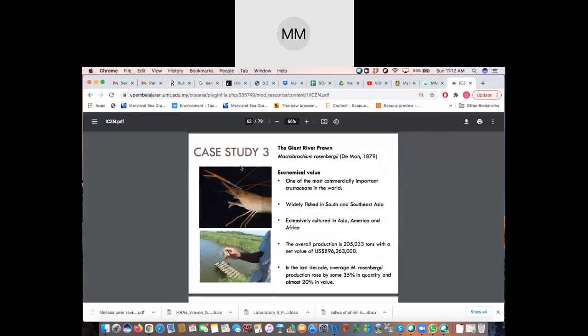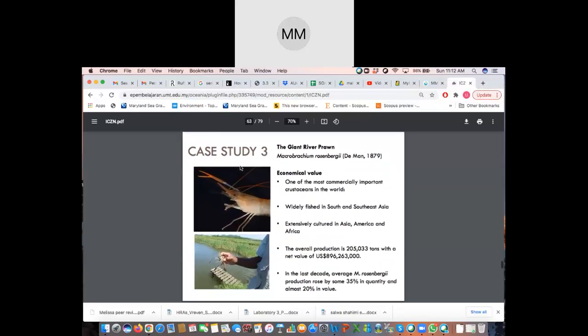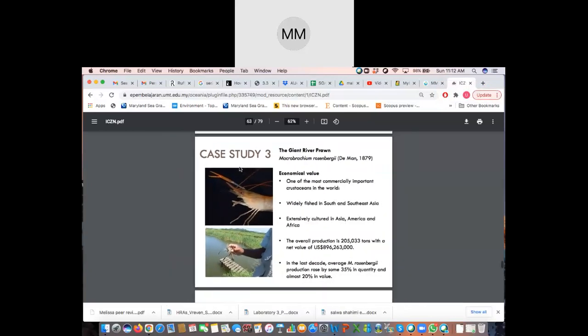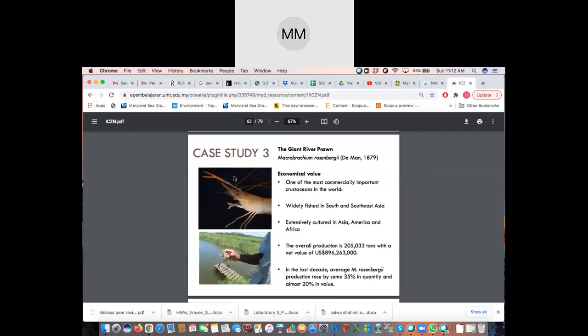Now we come to something that probably we are more familiar with, marine related stuff or aquatic, okay? So now this is coming to the case study of the giant prawn. Again, buckle up your seat. Try to keep in mind the names here. Okay, so now we are in reference to the giant river prawn, Macrobrachium rosenbergii, by de Man in 1879.